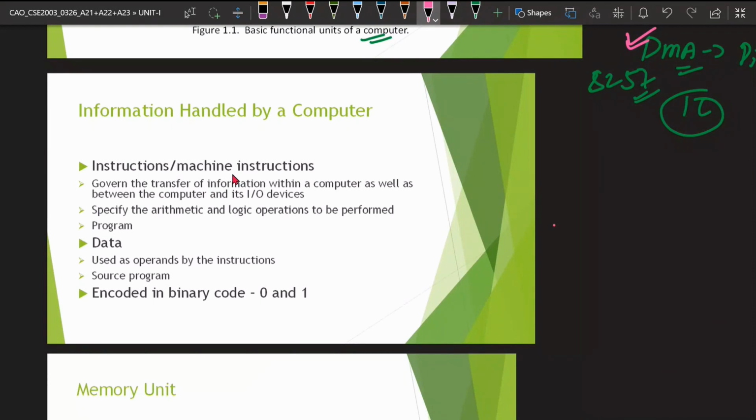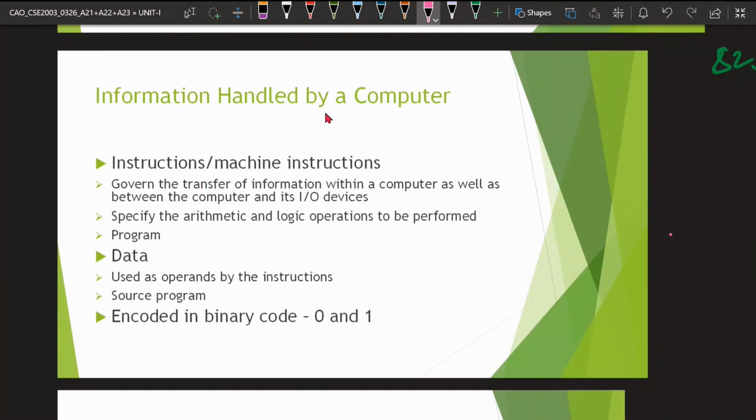Here there are machine instructions. The transfer of information is governed by the different instructions given to the computer system. The information will be in terms of 0 and 1, and even the instructions that we give, we are going to use assembly language here basically.